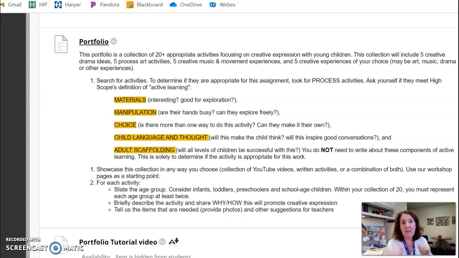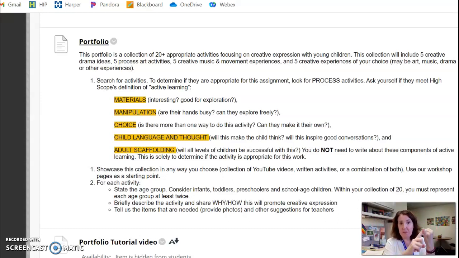So keep that in mind, that this is a process art portfolio. So you're going to put 20 things in there. It's 5, 5, 5, and 5. That's what you've got to keep in mind. You're going to find 5 process art things, 5 creative music or movement things, that's one category, 5 drama activities, and then 5 are your choice. So if you want to do 10 total of arts or 10 total of music, the last 5 are your choice. For each one of those 20, you're going to make about a 1-page thing.